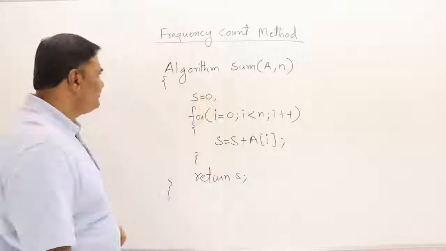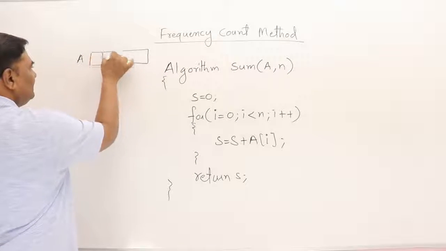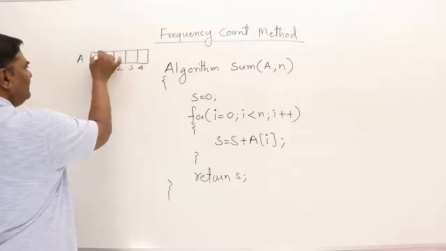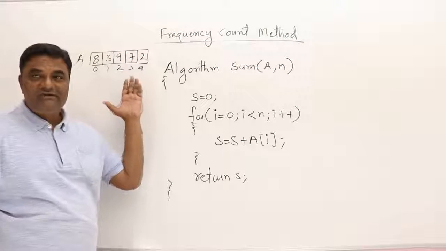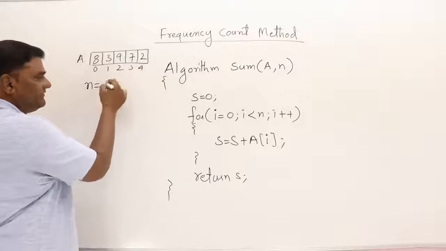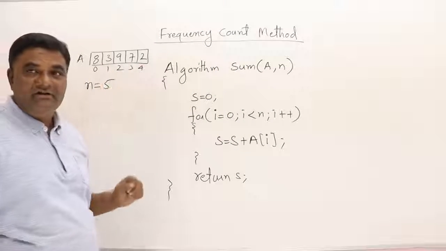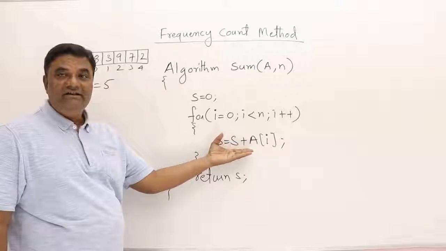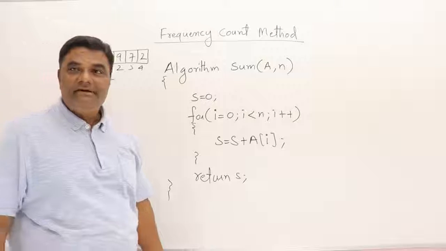Here is an array. Assume that there is an array of some elements. I have taken an array of size 5 with some elements in it. So what is n? n is 5. So A is this array and n is 5. Now what this algorithm is doing, it is finding the sum of all the elements in an array. Let us analyze the time taken by this algorithm.